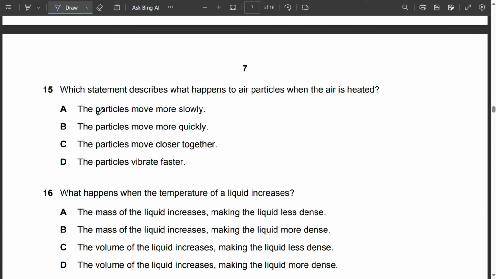15th. Which statement describes what happens to the air particles when the air is heated? We know that when the air particles are heated, they gain extra energy, or you can say their kinetic energy is increased. They start moving rapidly. So B is the correct one. The particles move more quickly. Okay. Now see, you can see the D part, the particles vibrate faster. Actually, this is for the solid particles, not for the gases, because we are talking about the air. So B is the correct option. The particles move more quickly.